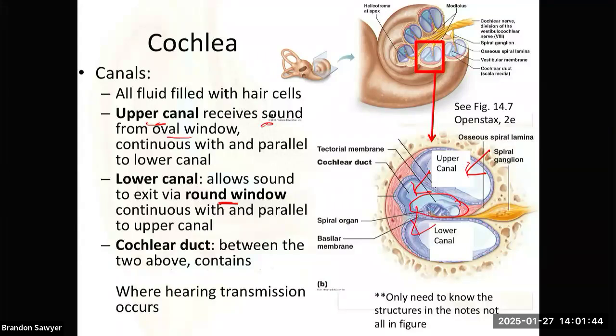But the part in the middle, the canal in the middle, is the most important part. That's called the cochlear duct. That's what has the organs of Corti, also known as the spiral organs. And this is really where hearing transmission occurs. Okay, so we'll zoom in on that here in a sec.